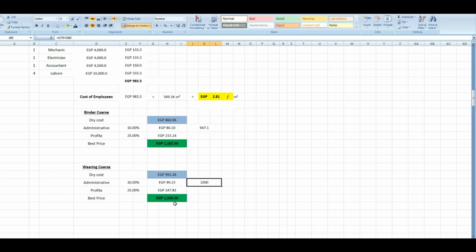But in my recommendation, this number can be taken if you are going to sell asphalt. These cost numbers are going to be taken as a best price for selling asphalt to the other contractors. But if you are going to compete in the tender, I think my recommendation is to use both numbers. I think we have covered the issue, and I hope we didn't forget anything. And good luck.